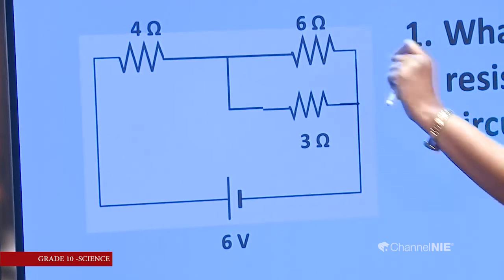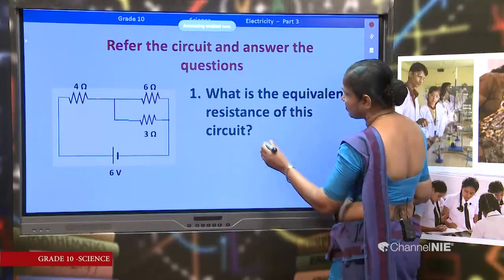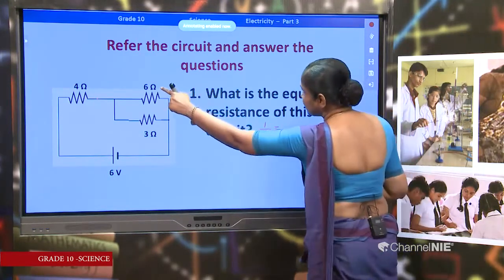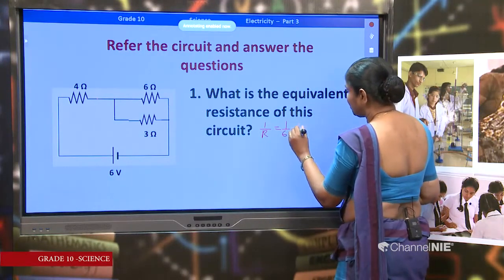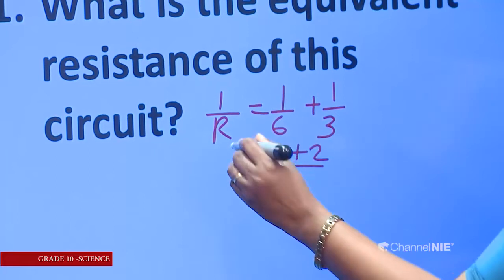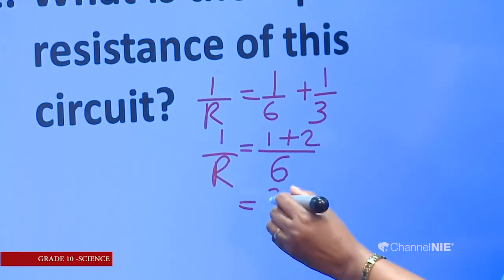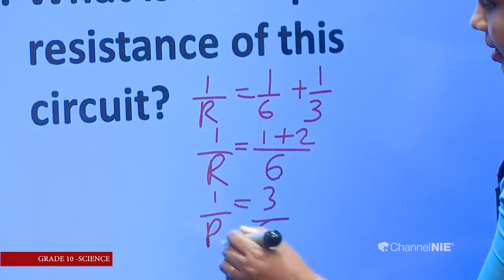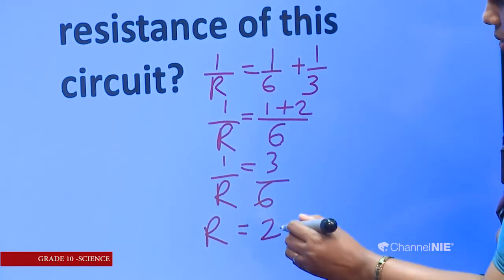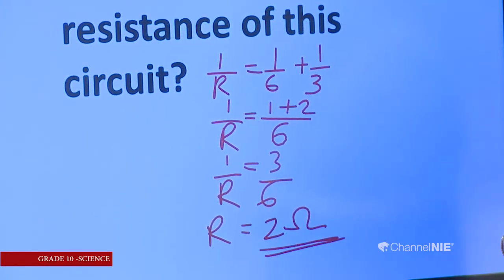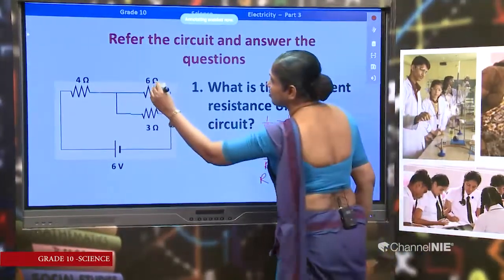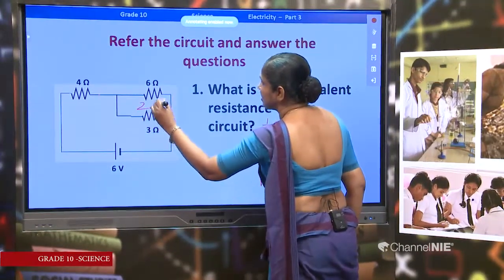How to get the equivalent between 6 ohm and 3 ohm resistor, children? We know that 1 over R equals 1 over 6 plus 1 over 3. Then the answer is 3 over 6 equals 1 over R, then R equals 6 over 3, that is 2 ohm. Right. Equivalent between these two is 2. Now we got the equivalent of 6 ohm and 3 ohm resistor as 2.